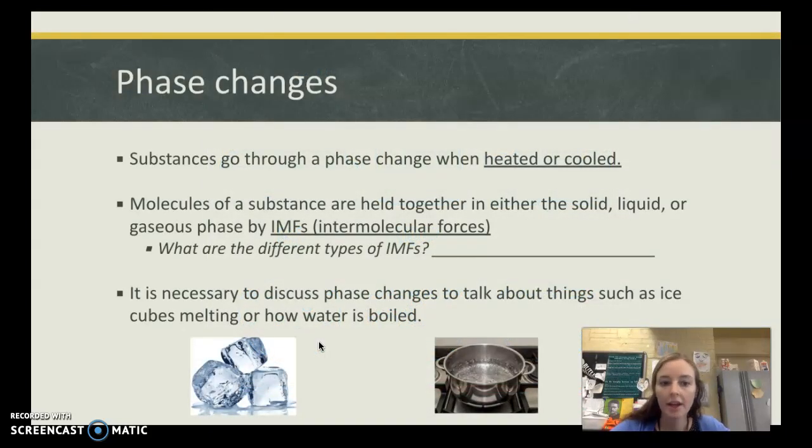Phase changes. Substances go through a phase change when they're either heated or cooled. Molecules of a substance are held together in either the solid, liquid, or gaseous state by the intermolecular forces, which we talked about last class. So write in your notes, what are the different types of IMFs? It is necessary to discuss phase changes to talk about things such as ice cubes melting or how water is boiled. So make sure you have these notes written down.